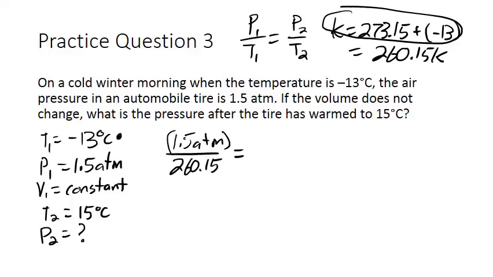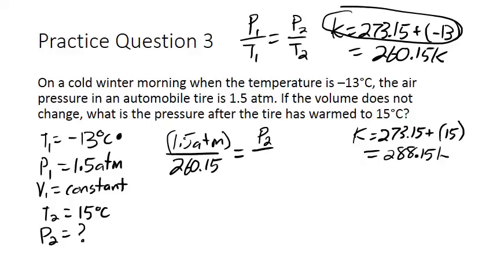Now let's plug in the second part of it. We're finding P2. We don't know what that is yet. And we're given T2, so let's convert that really quick. 273.15 plus 15 degrees Celsius is 288.15 Kelvin. That's what I'm going to plug in down here. Now you solve for P2. And when you do the math here, it comes out to 1.66 ATM, same units as before.